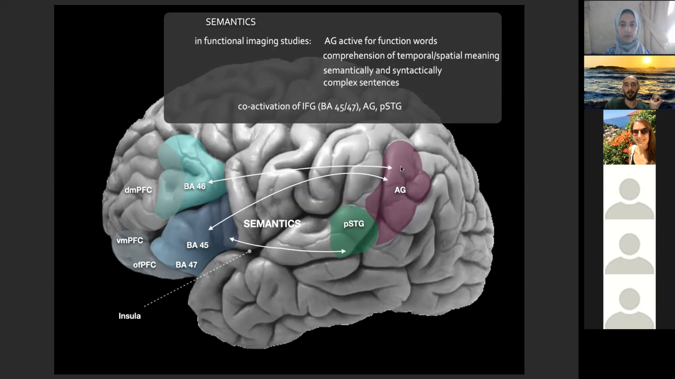So this tells you that, sorry, here I was talking about functional imaging studies. In functional imaging studies, the angular gyrus lights up in a lot of semantic contrasts, okay? Especially for function words and for temporal spatial processing. And also when the complexity of the sentence is increased, so when you have complex sentences involving some sort of complex information.